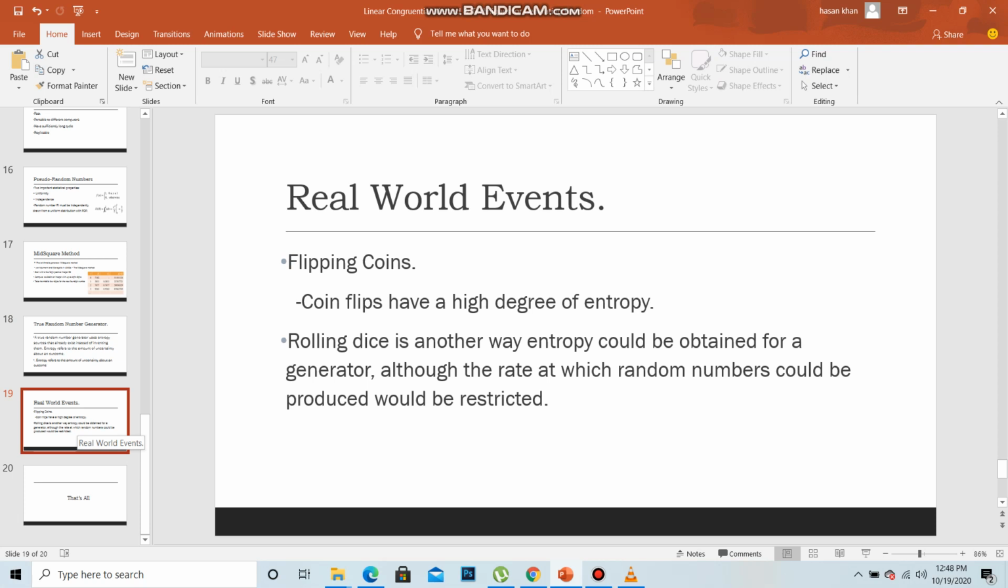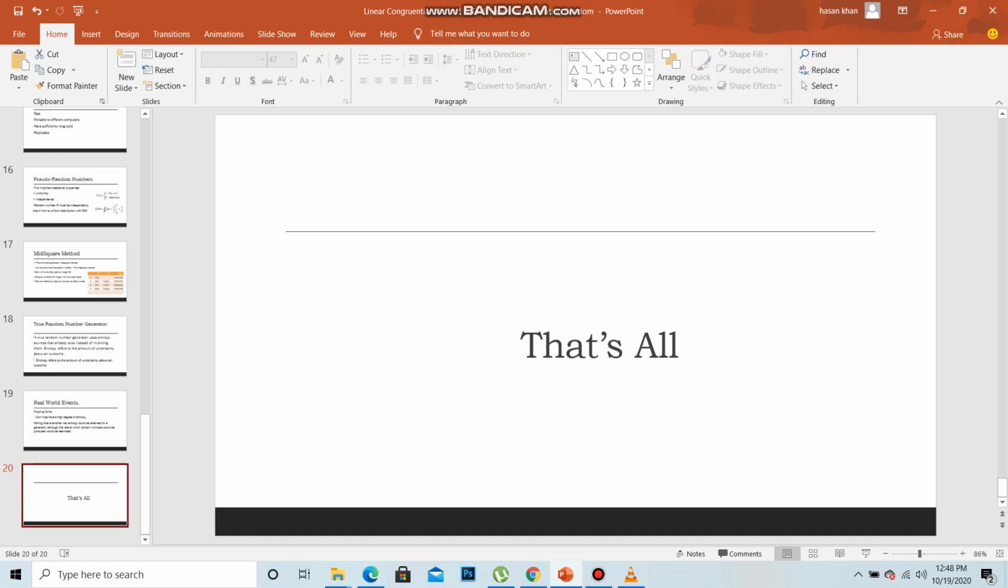Rolling dice is another way entropy could be obtained for a generator, although the rate at which random numbers could be produced would be restricted. Thank you, that's all.